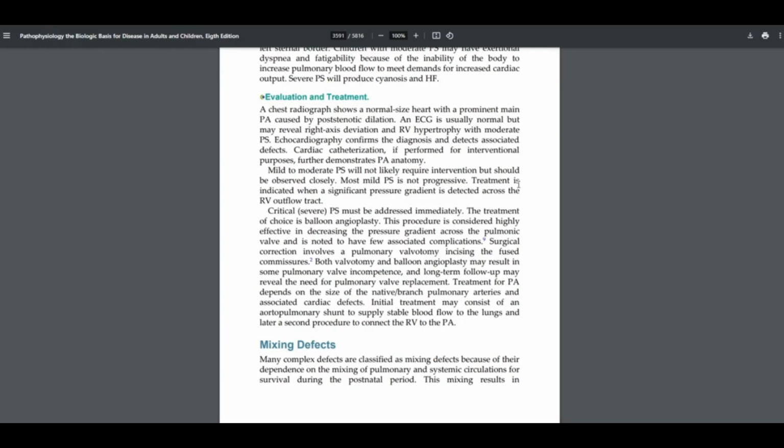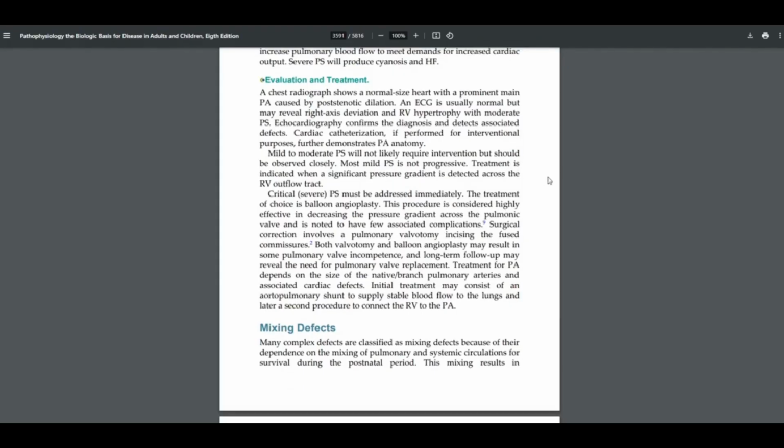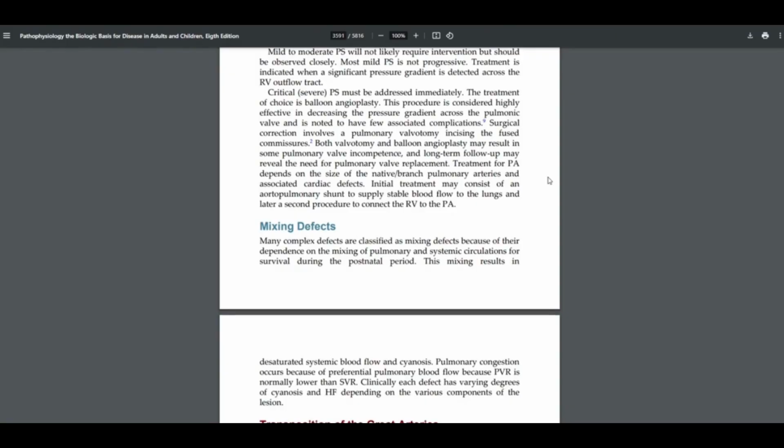Mild to moderate pulmonary stenosis will not likely require intervention, but should be observed closely. Most mild pulmonary stenosis is not progressive. Treatment is indicated when a significant pressure gradient is detected across the right ventricular outflow tract. Critical or severe pulmonary stenosis must be addressed immediately. The treatment of choice is balloon angioplasty.